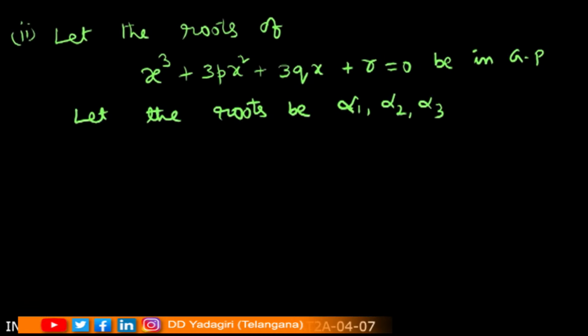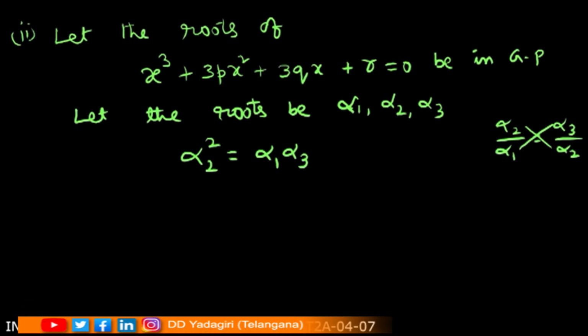Because these are in GP, what is the relation they satisfy? Alpha 2 square is equal to alpha 1 alpha 3. Is it not? Alpha 2 by alpha 1 is equal to alpha 3 by alpha 2. So cross multiply, alpha 2 square is equal to alpha 1 alpha 3. This is the condition for the roots to be in GP.